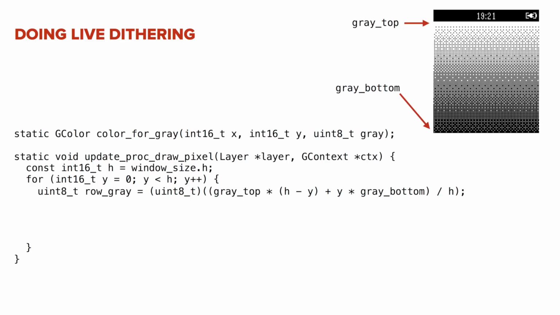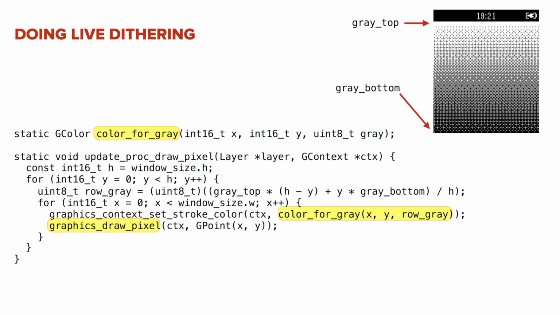Now, what I have at this point is a linearly interpolated gray value for the row I'm currently working on. I'm iterating over every row, and I have the row gray for that specific row. What I do next is iterate horizontally over that very same row, and determine the gray value for each pixel.